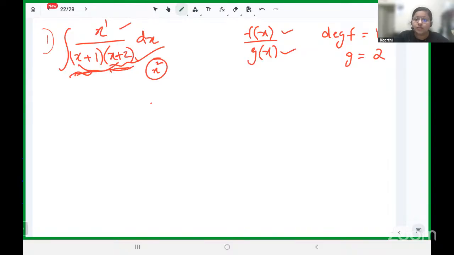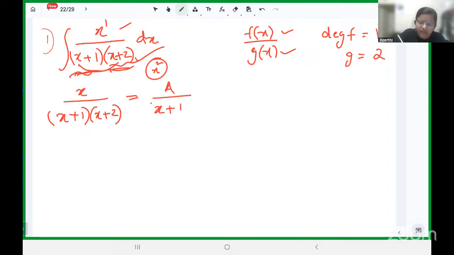So how will you convert this into partial fraction? Right, x by (x plus 1) into (x plus 2). Okay, so this is equal to a constant a divided by the first factor, a by (x plus 1). What is the second factor? x plus 2. So plus b by (x plus 2). Now we have changed the product of factors into sum of factors. That is, we wrote the partial fraction form.